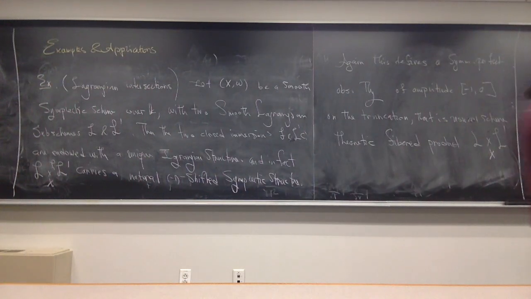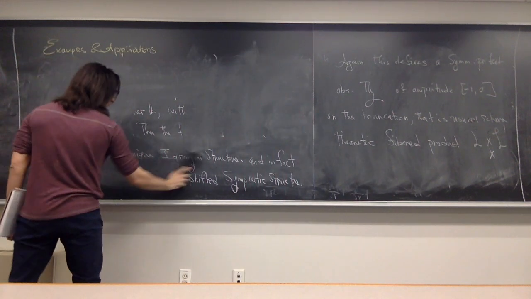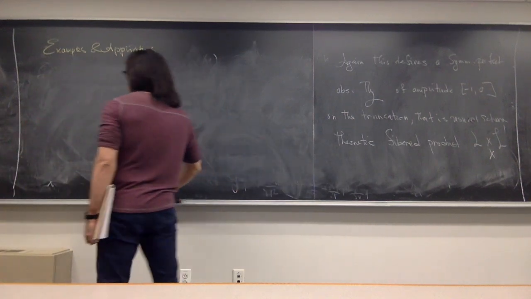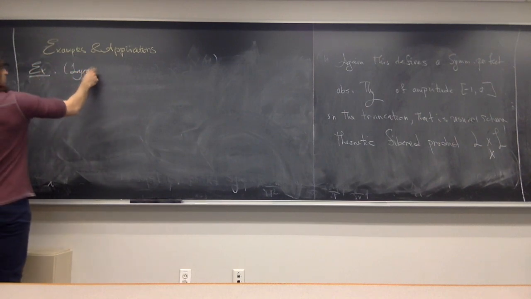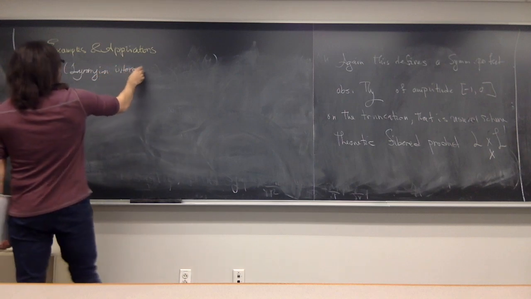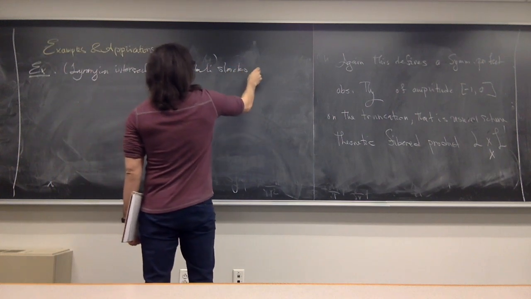Okay. Now, before coming to the class, I was thinking of what else to cover, and then I worked out sloppily an example of this. Maybe it has some errors, so you need to help me fix those things. But I will make an example of this, Lagrangian intersections. So here is an example: Lagrangian intersection of moduli spaces and degeneration technique.